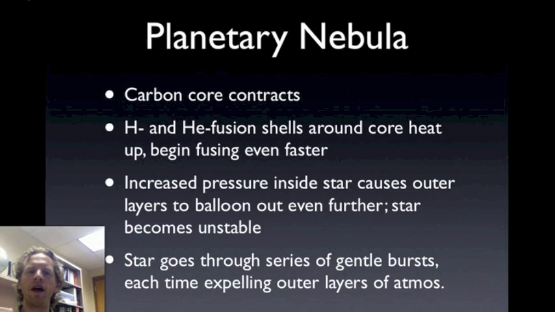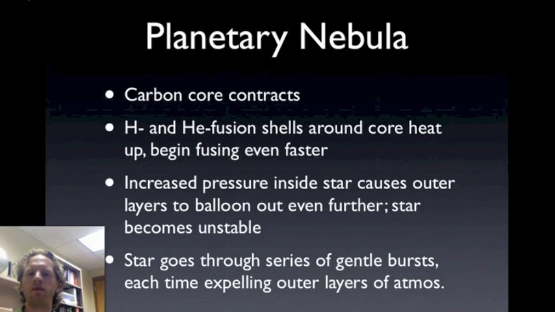So the Planetary Nebula happens when that carbon core, the very center, builds up enough carbon that there's no longer fusion going on in that core. So there's no more outward pressure. There's no more outward energy being given off because there's no fusion going on. So there's no outward pressure to combat the inward push of gravity from the rest of that star. So that carbon core, which isn't fusing anything, begins to contract.